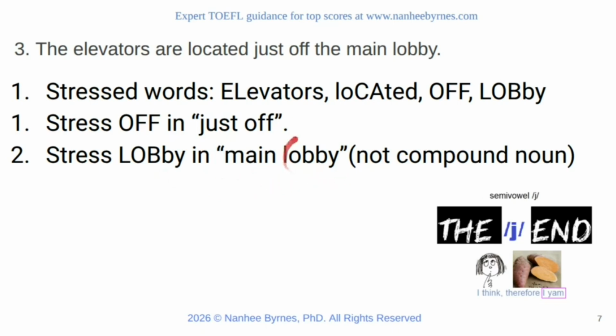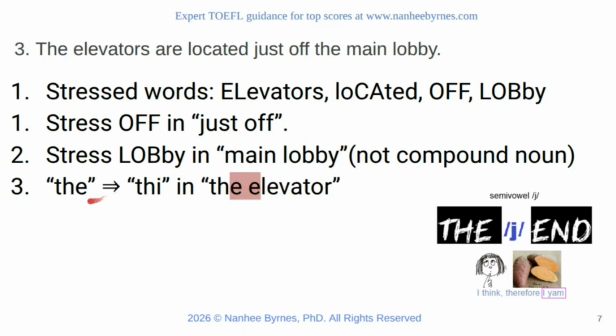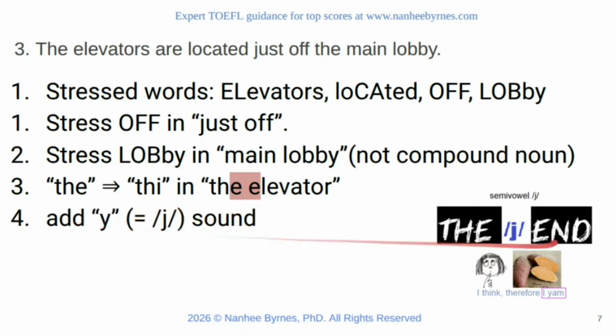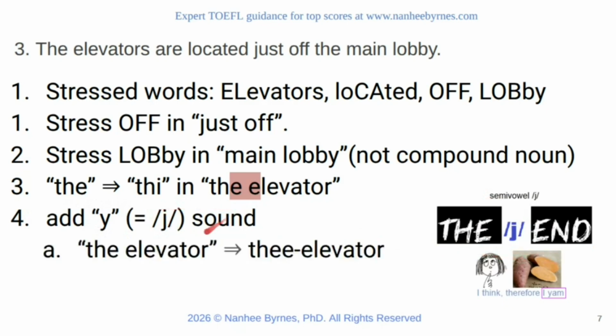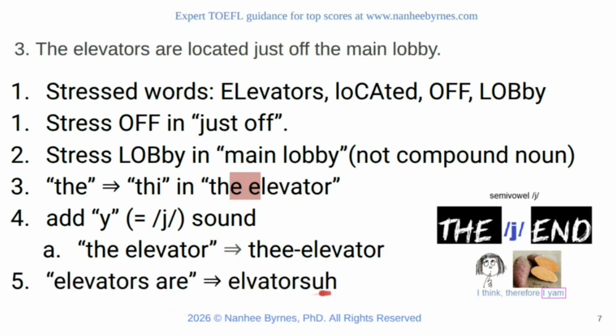Pronunciation tips. In the elevator, the word the should sound like thee, because elevator begins with a vowel sound. When 2 vowels occur together, native speakers often add a linking yes sound to connect them smoothly. So, the elevator may sound like thee yelevator. Also, elevators are may sound like elevators are. Now repeat after me. The elevators are located just off the main lobby.